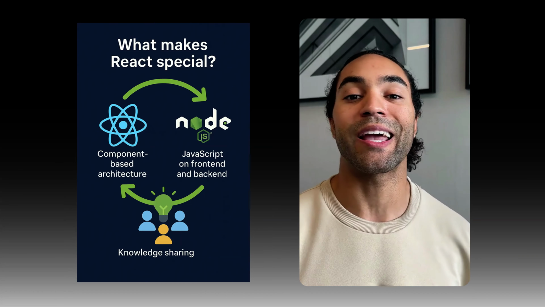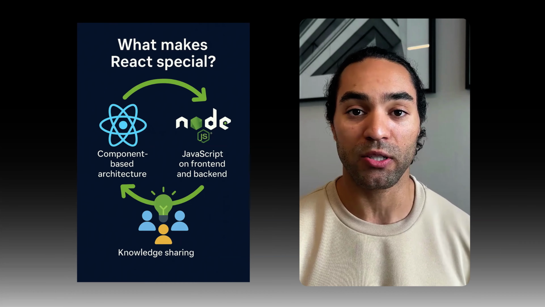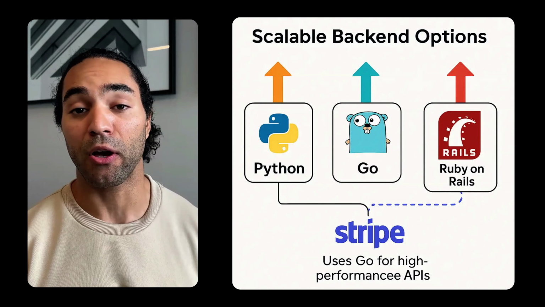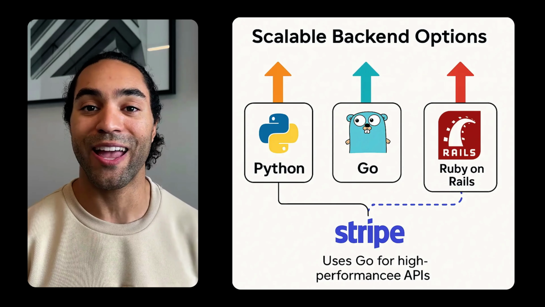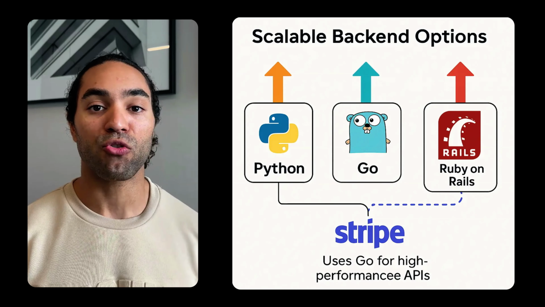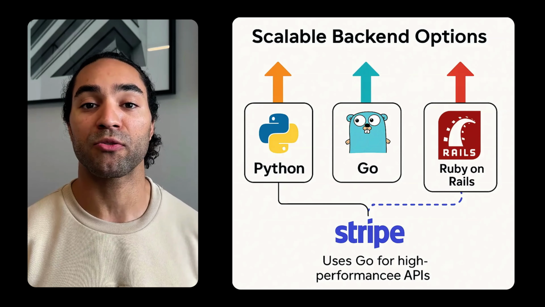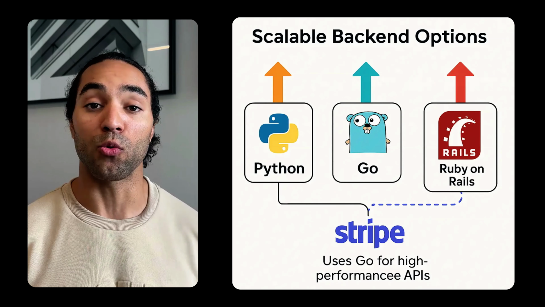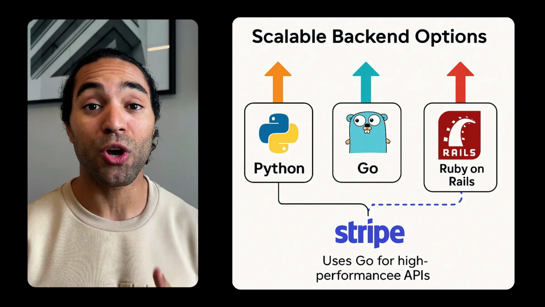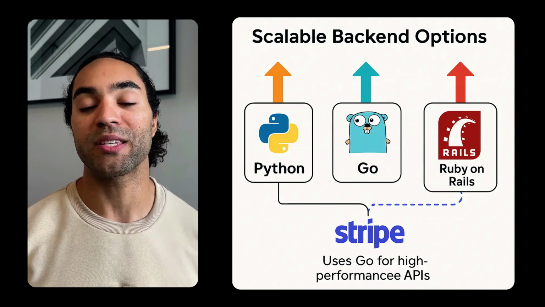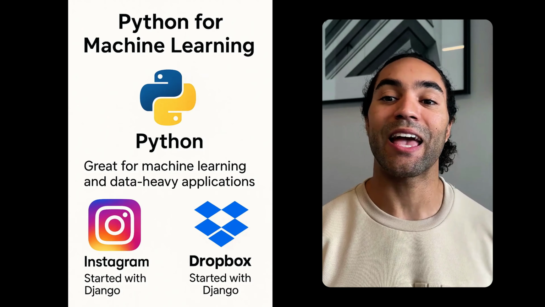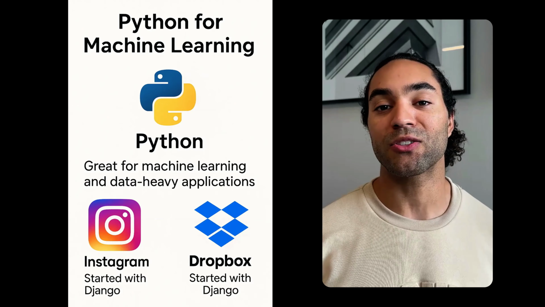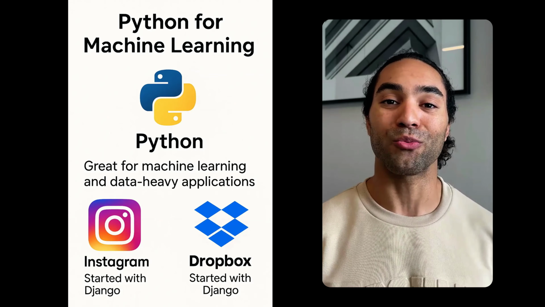Let's say you're creating a high-scale B2B SaaS product. Then you may want to explore a more scalable backend like Python with Django or Flask, or even Golang if performance under heavy traffic is a concern. Stripe, one of the most trusted payment processors in the world, is built on Ruby and Rails, but they use Go internally for high-performance APIs. Python is also great for machine learning and data-heavy applications, which is why Instagram and Dropbox both started with Django.